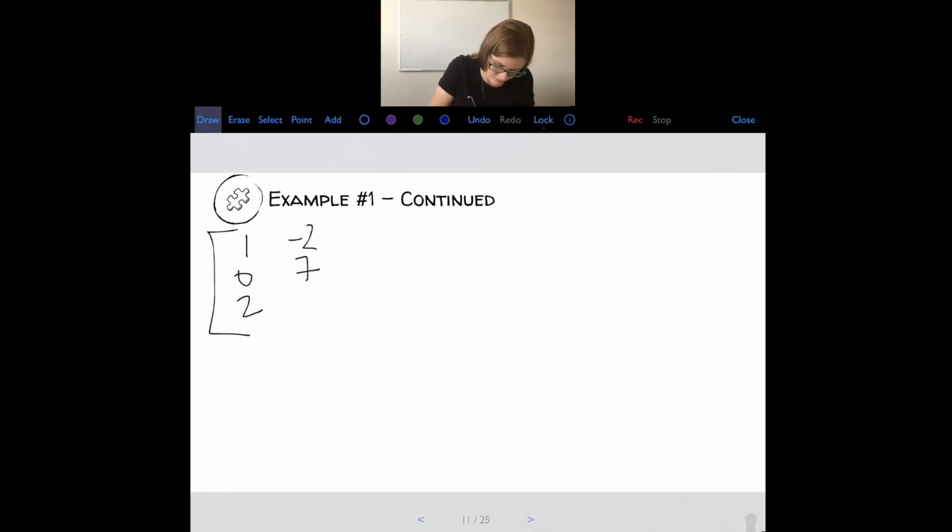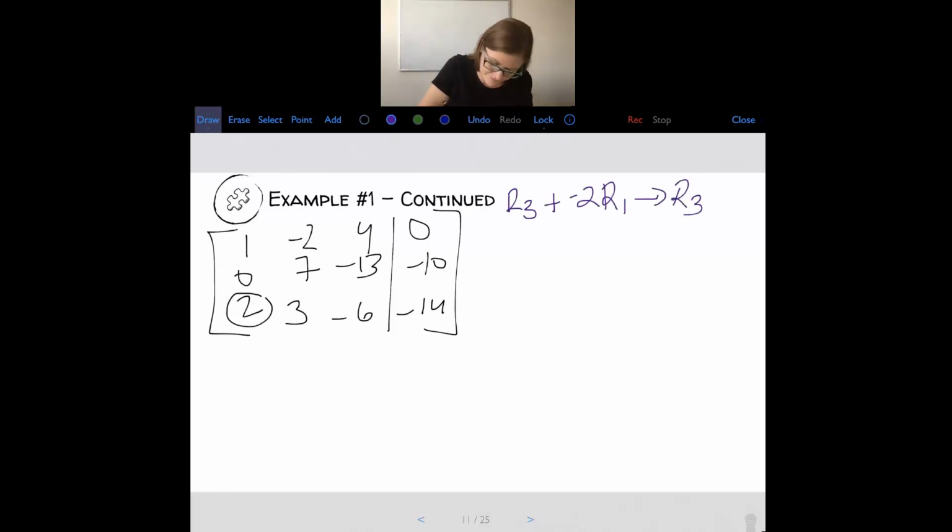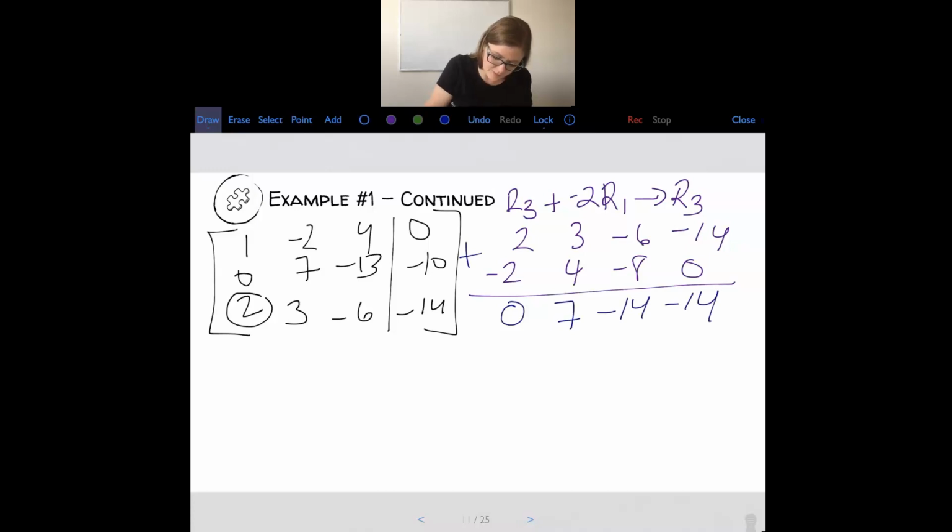Negative 2, 7, 3. Okay, so I'm almost there for my first column. I need to get the 2 to be a 0. So I'm going to take row 3 plus negative 2 times row 1, and that becomes my new row 3. So I have 2, 3, negative 6, negative 14. And then if I multiply row 1 by negative 2 and add them together, I get 0, 7, negative 14, negative 14. So I'm going to rewrite what I have, replacing row 3.